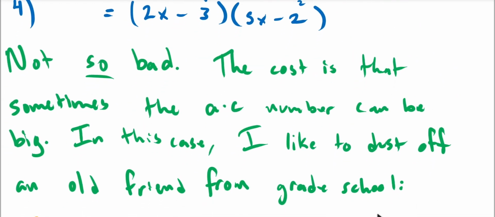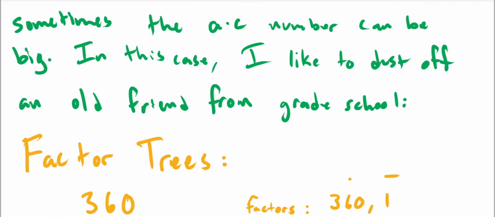The cost was that sometimes we have to factor this bigger number, a times c. And that number, it could be large, right? It could be in the hundreds even. And in that case, I really like to bust out an old friend from grade school that you might not have used in a while, but I think is kind of useful here. And that friend is a factor tree.